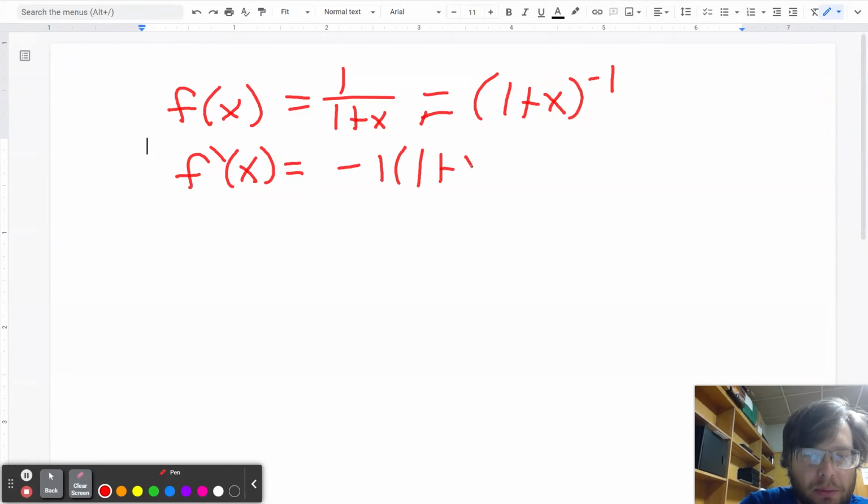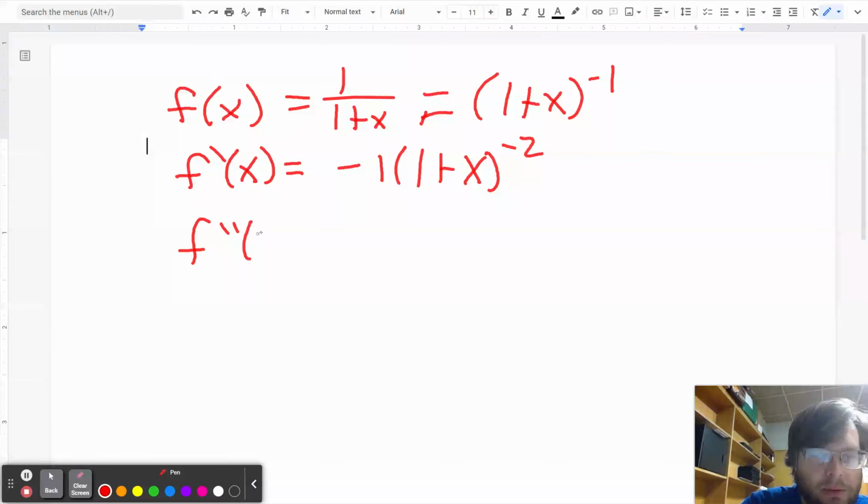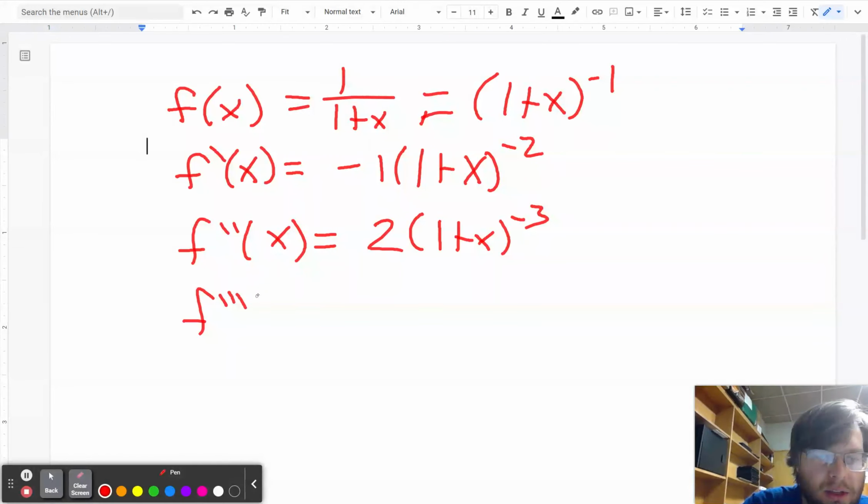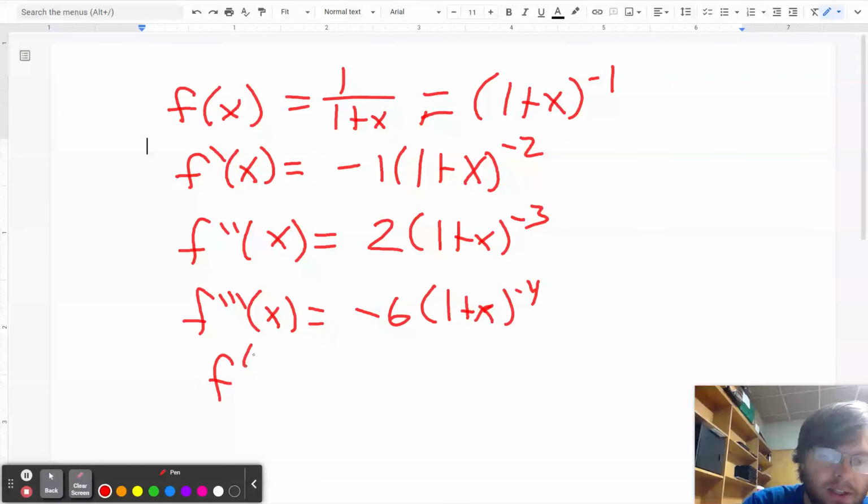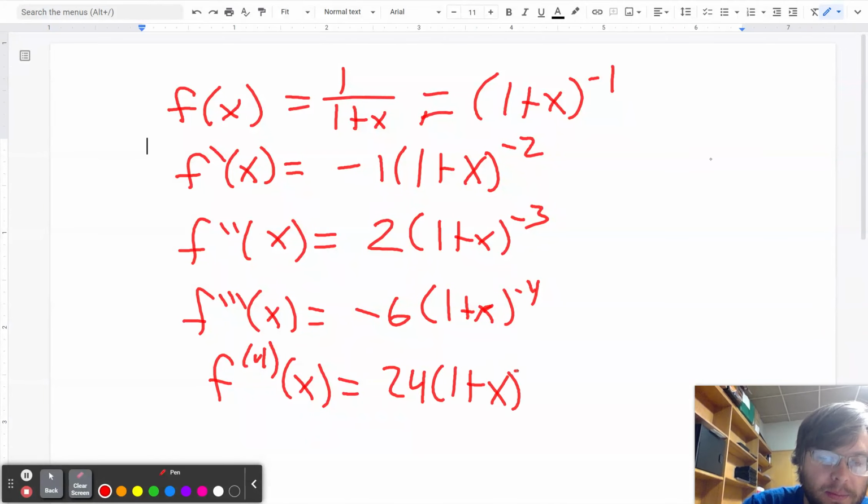So if we do negative 1, 1 plus x to the negative 2, that's going to be the first derivative. The second derivative is going to be positive 2 times 1 plus x to the negative 3. The third derivative is going to be negative 6 times 1 plus x to the negative 4. I hope we can kind of see what's happening here. So we multiply and then bring the power down by 1.